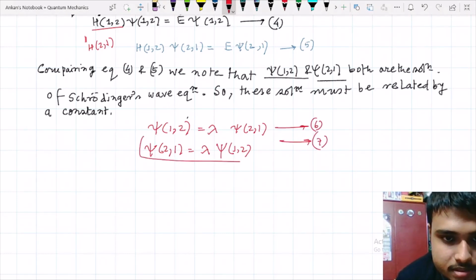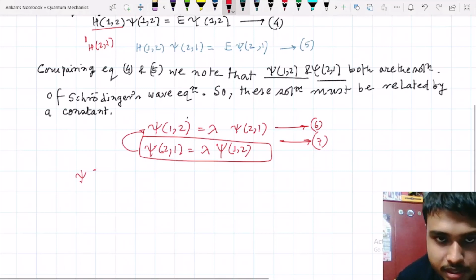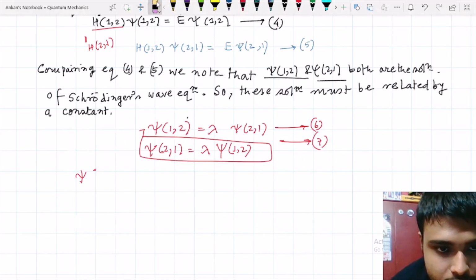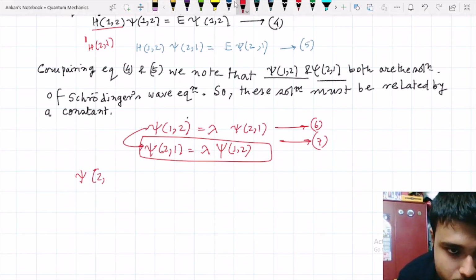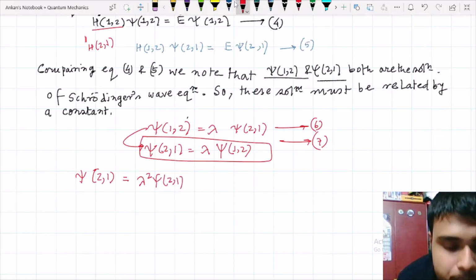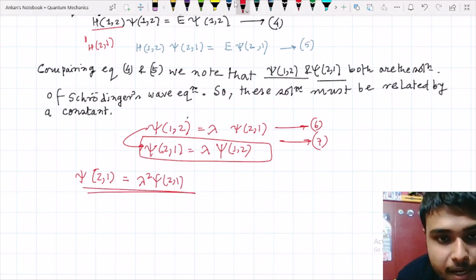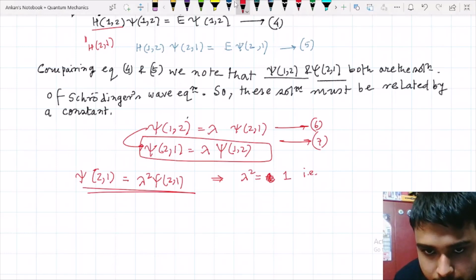Now if we place the value of 7 in equation 6, we obtain, I want to use equation 7 in equation 6, so that psi 1 2 is obtained as lambda square psi 1 2. So we can say from this that lambda square is equal to 1, that is, lambda is plus or minus 1.